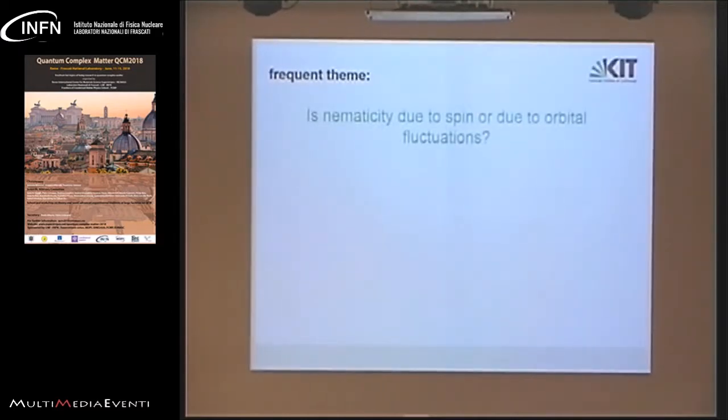Now, in this community of iron-based superconductors, there's a theme that appears again and again. It's a very legitimate question. The statement you will find very often is nematicity due to spin or due to orbital fluctuations? I believe, my guess is about 30 papers start in the introduction to pose that question in order then to go about giving an answer to it. This is a perfectly legitimate question, but I think one can sharpen it a little bit to understand and to give a clear answer.